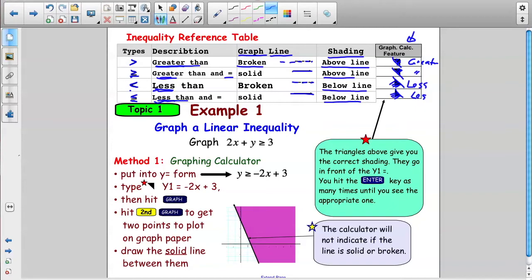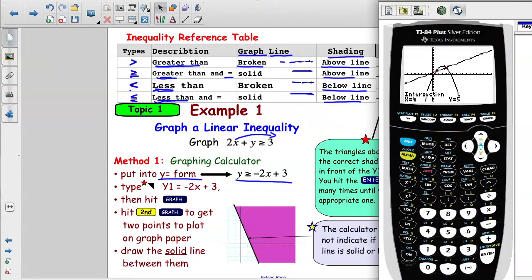Okay, example 1. Graph a linear line. So the first thing you've got to do is get it into y equals form. So all I do is I take this and move it over, and then I get that. Now, if you want to graph it with our calculator, we just go to our calculator.